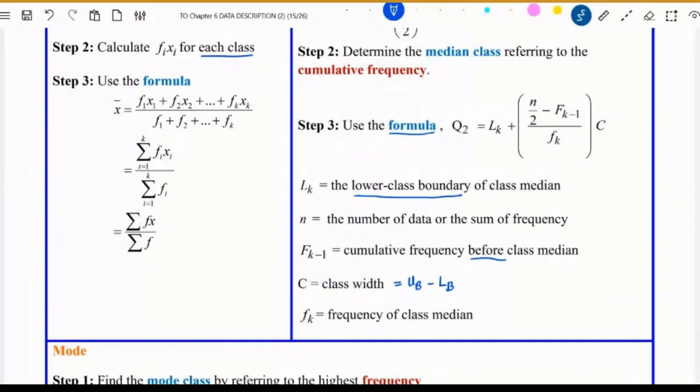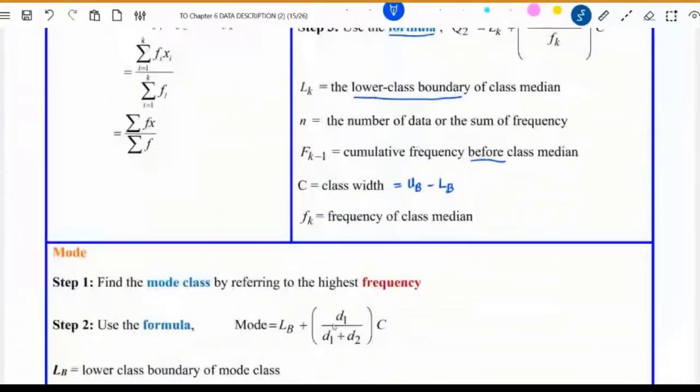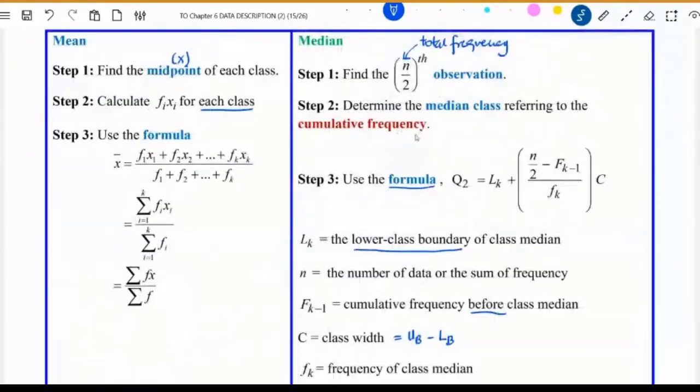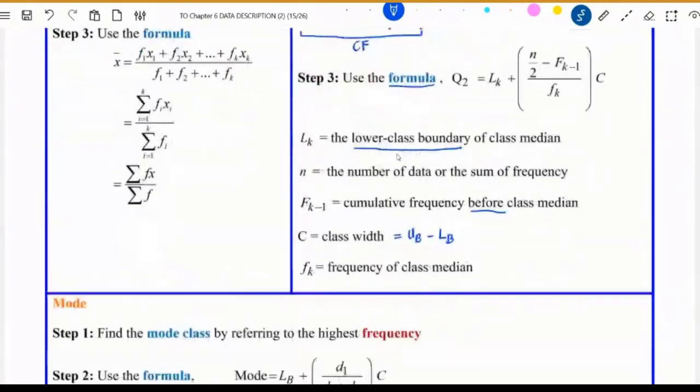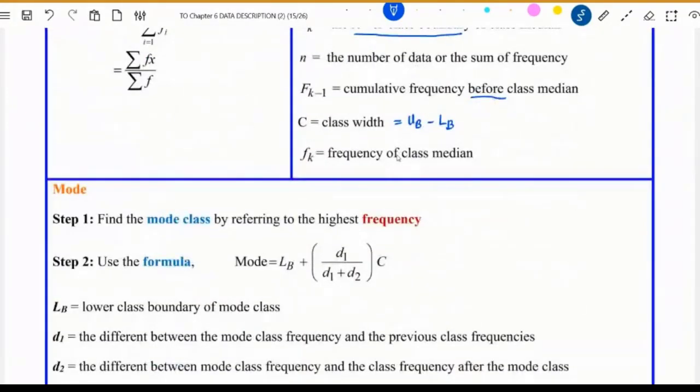For the mode, starting we have to find your mode class. So untuk median, kamu akan refer kepada cumulative frequency, kolom cumulative frequency ataupun kita panggil CF. Tapi untuk mode, kita akan refer kepada frequency column, which is small f. Okay, so once kita pilih yang highest frequency, kita dah tahu class tu adalah mode class. So once we know the class, we can follow this formula.